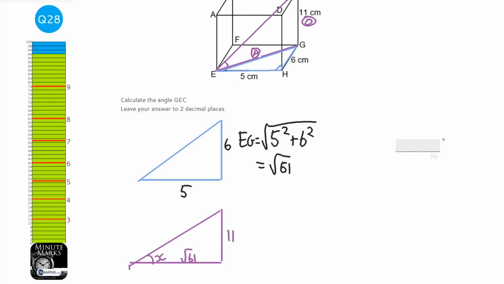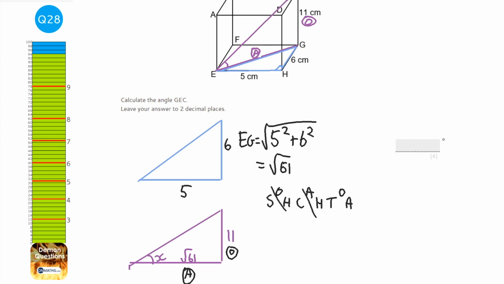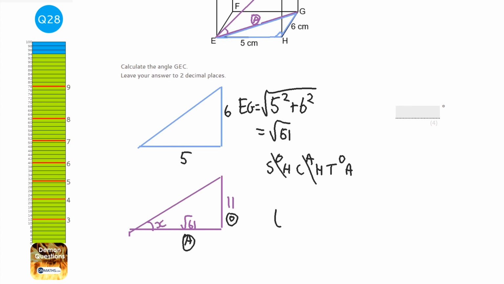Okay, so to do this question, we need to label the sides first. So that's the opposite and that's the adjacent. We need to just quickly write SOHCAHTOA so that we can check which one it's going to be. And it's TOA that has the opposite and adjacent. So we're going to write down tan X equals opposite over adjacent. Tan X equals, well, the opposite's 11 and the adjacent is root 61.